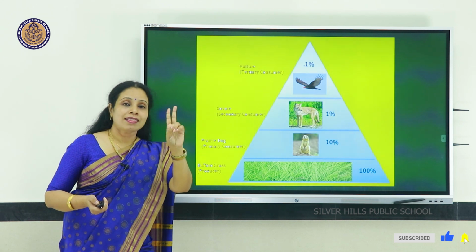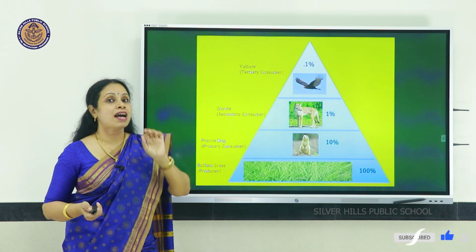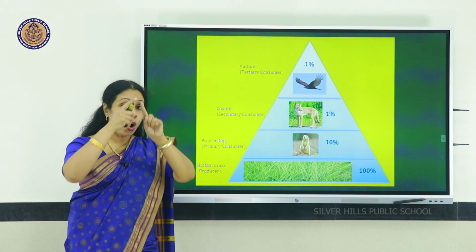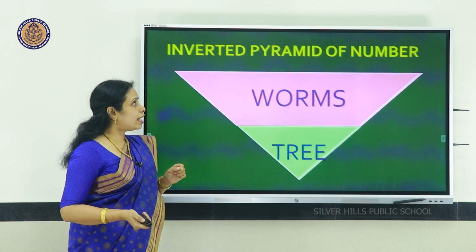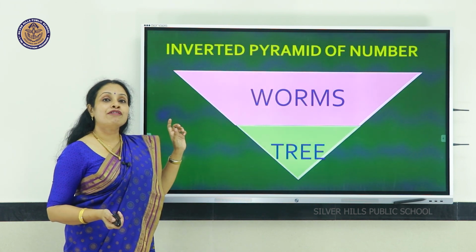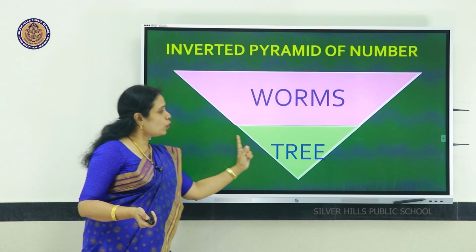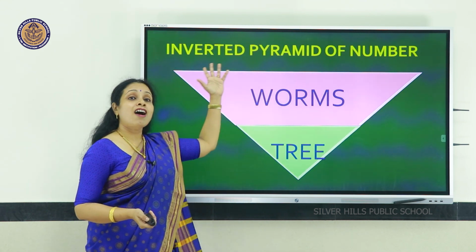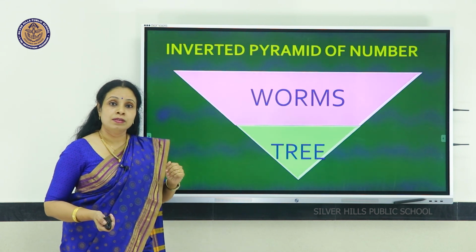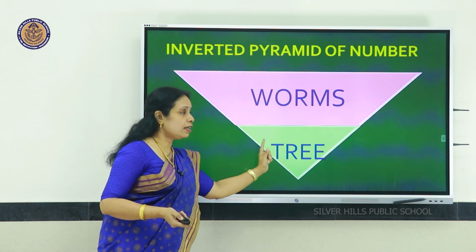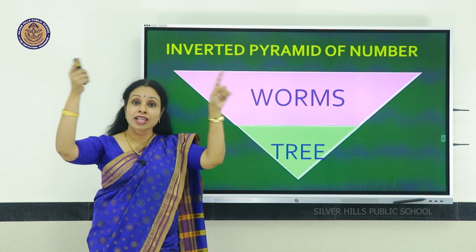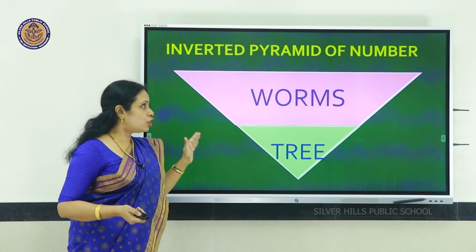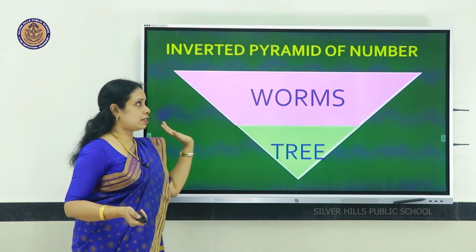But I told you, the other 2 ecological pyramids of number and biomass can be either upright or inverted. So let us see an inverted pyramid of number. There's only one tree, one big tree, but on that there are 100 worms. So if you take the number, just one tree, but 100 worms. So there it's an inverted pyramid of number. But energy pyramid in this case will be upright.